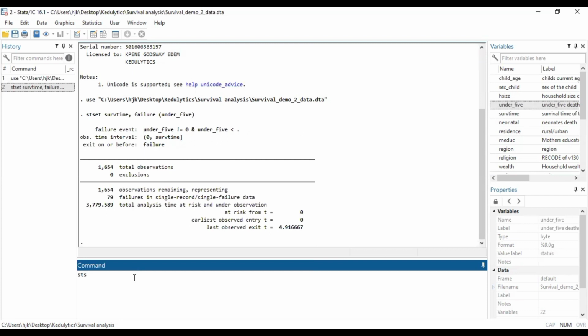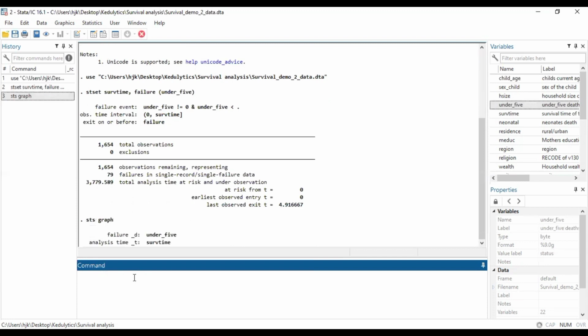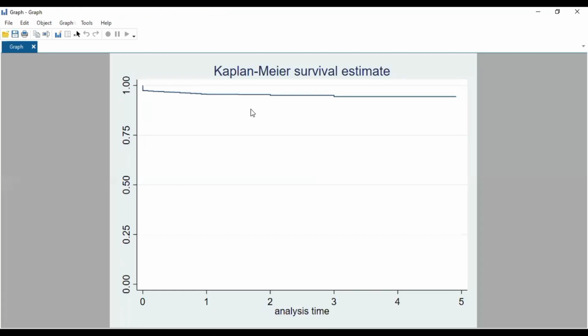So to draw the Kaplan-Meier curve, the code you need is sts graph. It's as simple as that. We click on enter, and then we wait a while, and there we have our Kaplan-Meier curve.